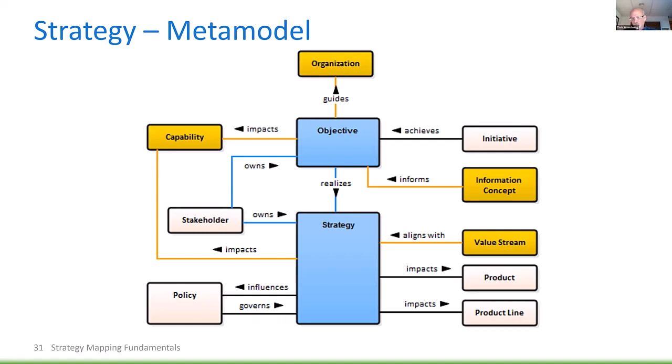And I'm not going to go through all of it, but stakeholders own strategies and objectives. Those are typically our C-level executives. An objective, or a strategy, might impact a capability. It might align with a value stream, impact products, and be influenced or governed by policies. And so, again, we've got an opportunity to create a pretty rich canvas for not just describing the business strategy itself, but then how it relates to the rest of the landscape.